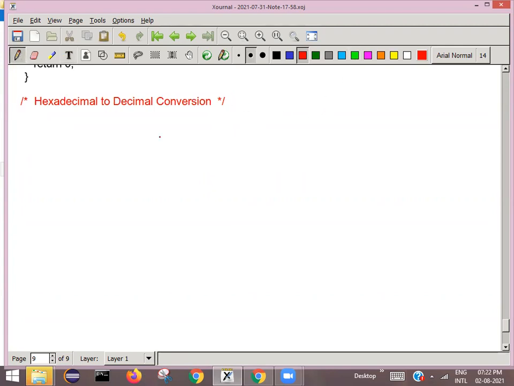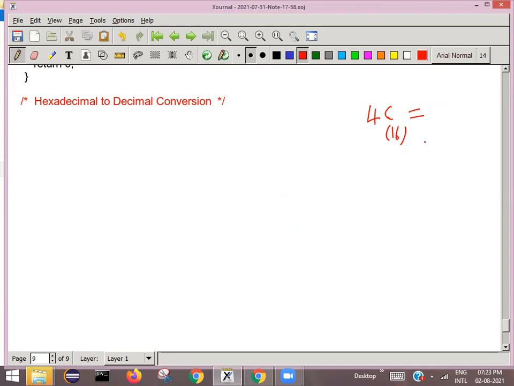So we'll take an example. Say for example, we have a hexadecimal number, 4C. It's equivalent to a decimal number we need to find out. We said from any number system to decimal number system, we need to multiply each digit from right to left with the increasing powers of the base of that system. Yes or no?